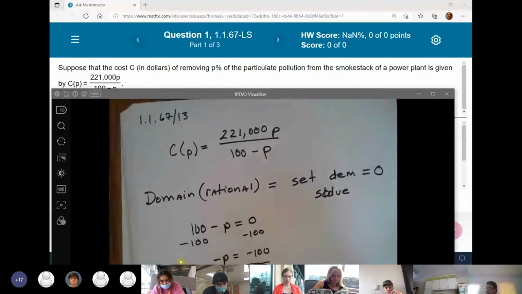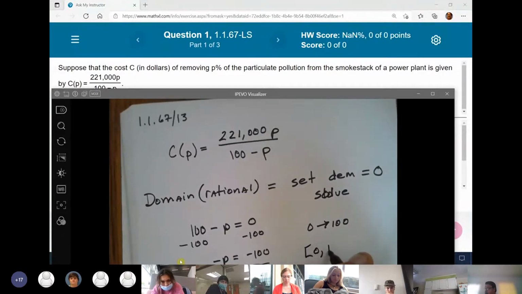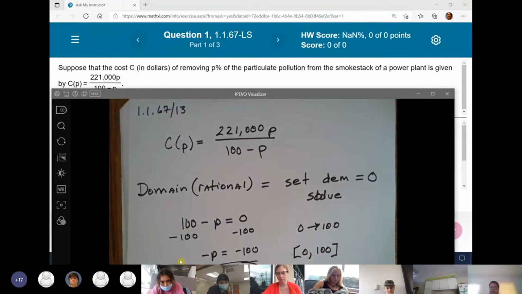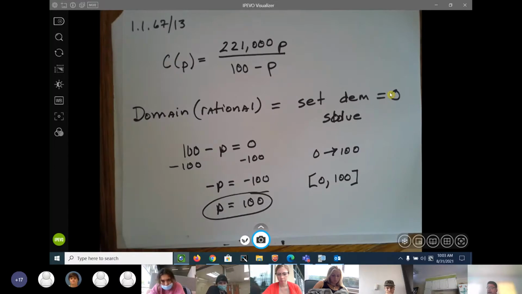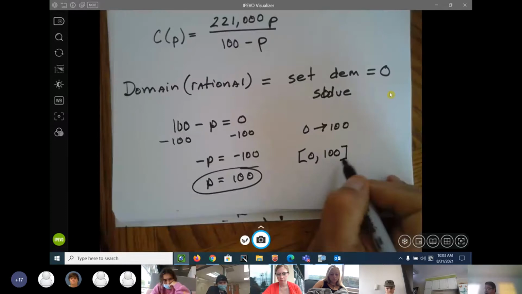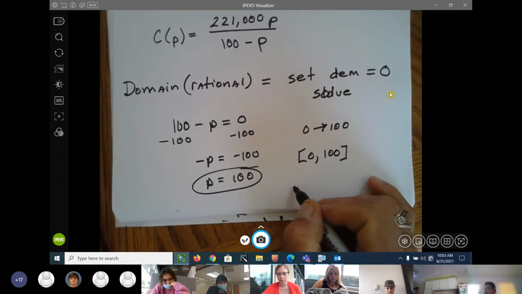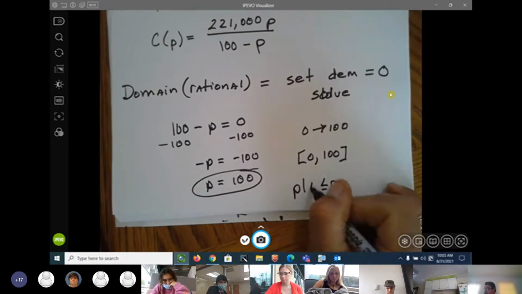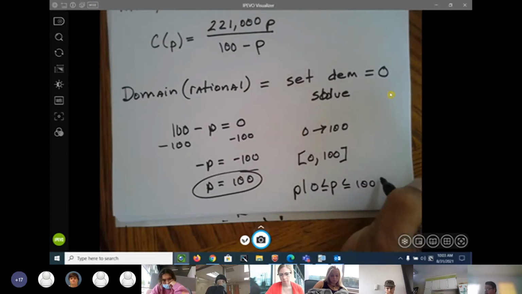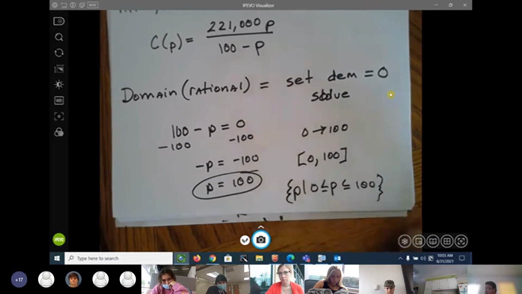So we can use all numbers from 0 to 100. That is the domain. I can write that in interval notation, 0 to 100. Or I could put it in set builder notation. This is the algebra I'm talking about. This is what I teach. 0 to 100, and then you could do X or P such that P is between 0 and 100. So that's interval notation, and that's set builder notation.